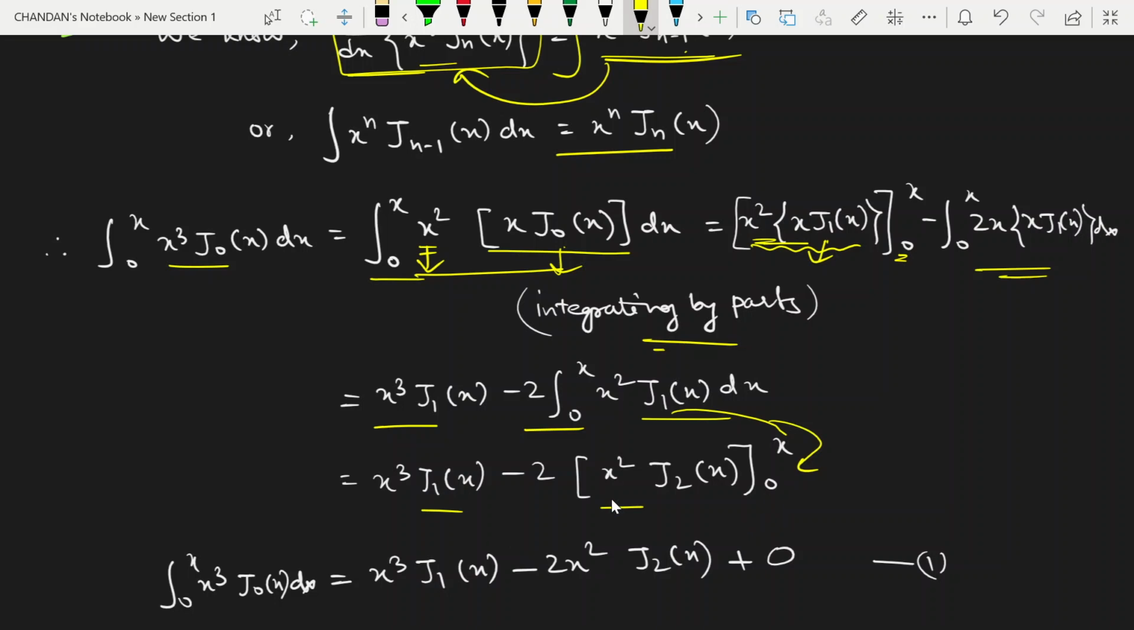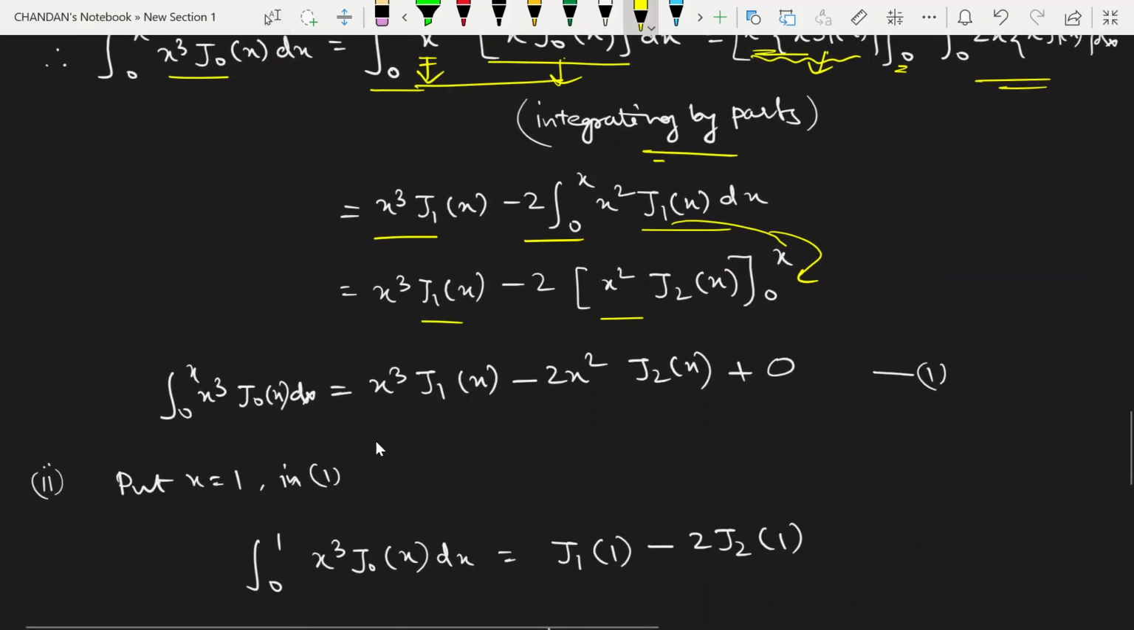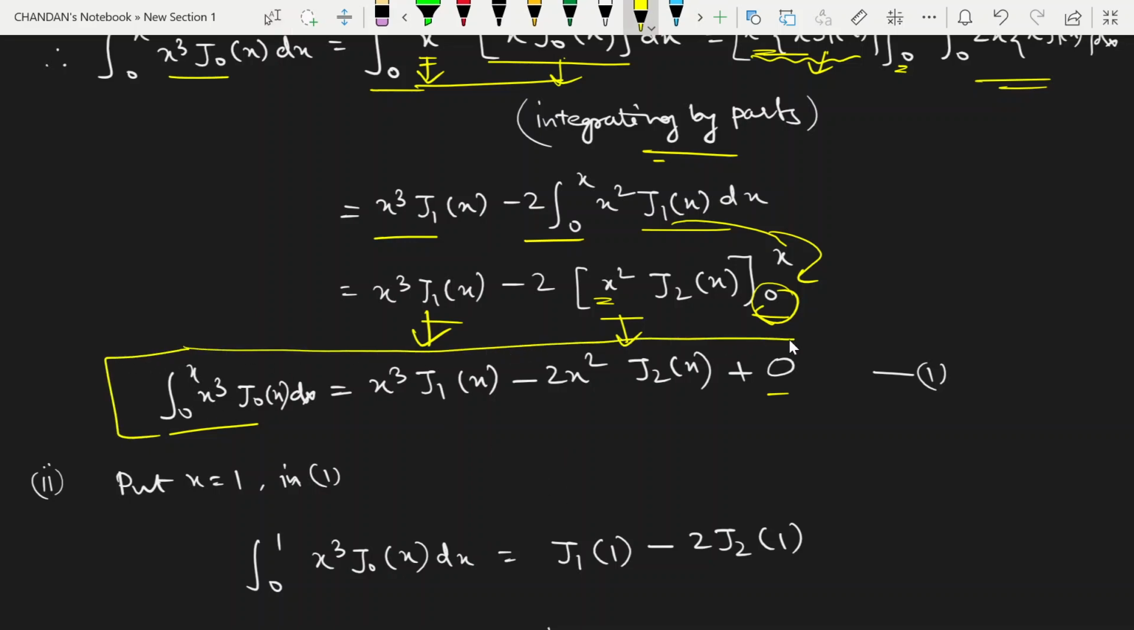Okay, so simplifying the above integration formula, we can write the integral from 0 to x of x cube J0(x) dx is equal to x cube J1(x) minus 2x square J2(x) plus 0. The lower limit is 0 since x square is present. Okay, so this is the required result we have to prove.